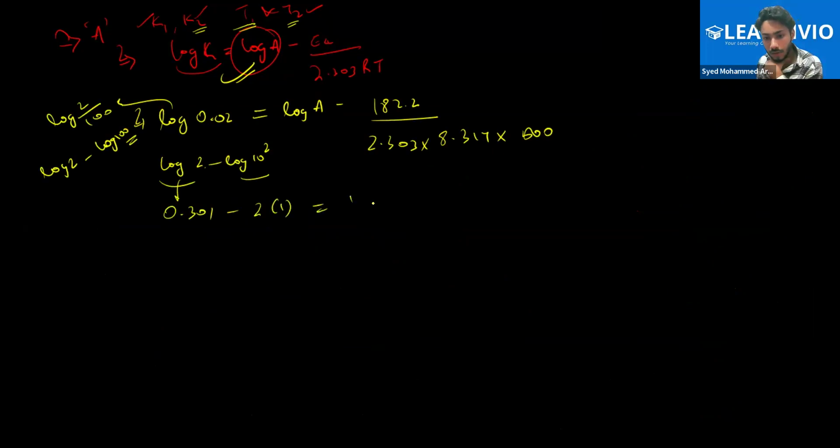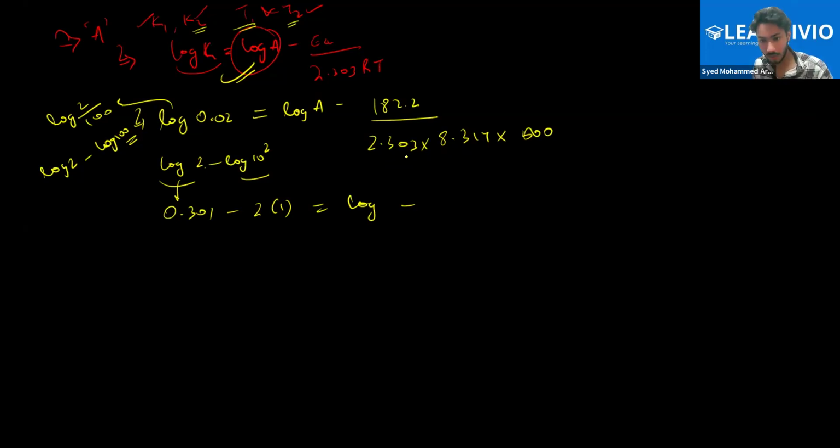And log A minus, let me now solve this. So 2.303 multiplied by 8.314 multiplied by 500. So the value would be this. Okay. So the value would be this once again.